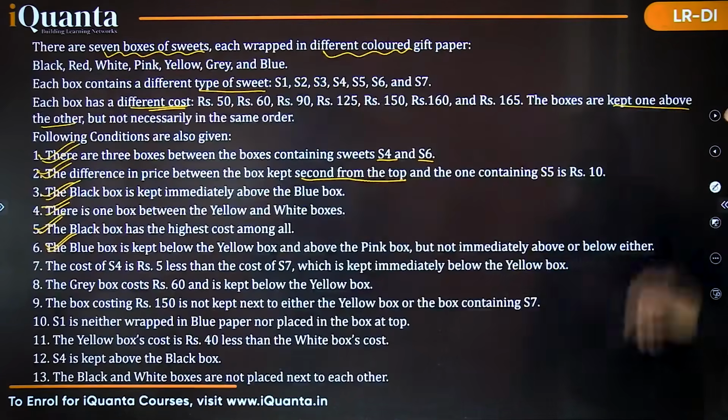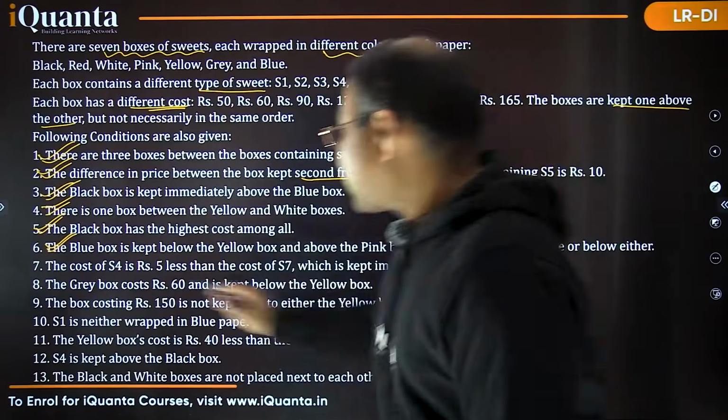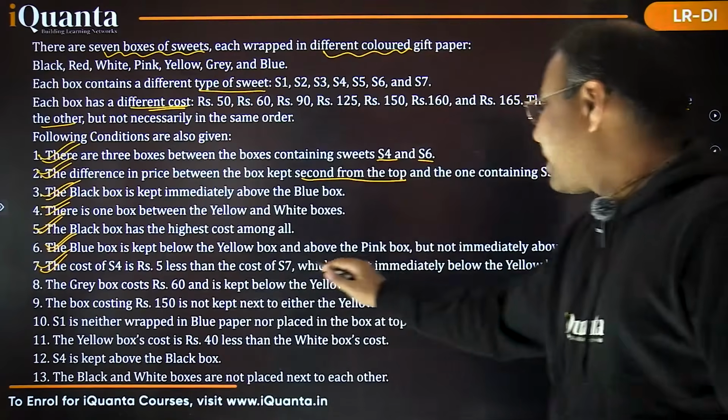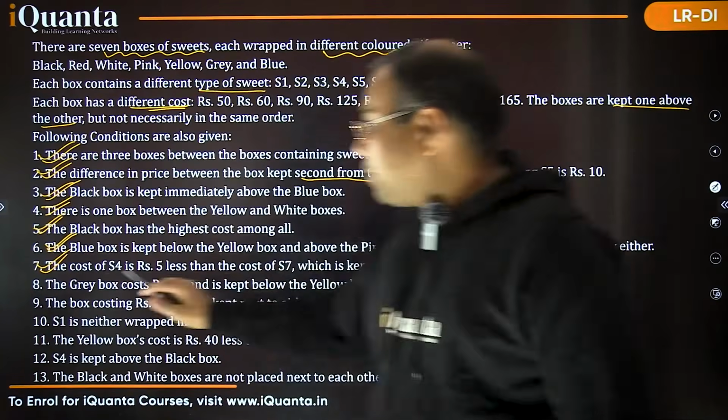Okay, let's see further points. So this 7th point we have used entirely. Let's read once again. Cost of S4 is 5 less than S7, right? Yes, done. Moving to the 8th point now.